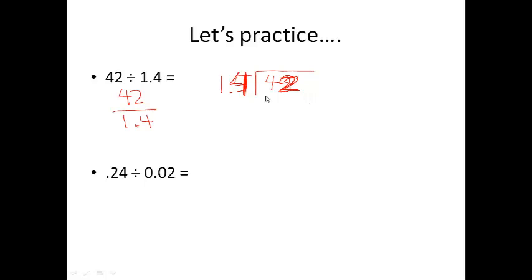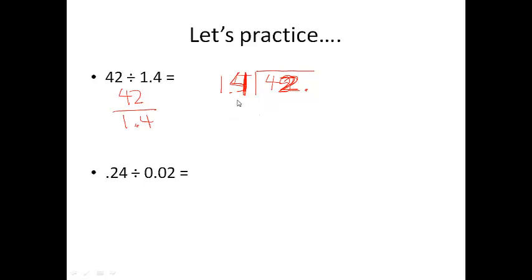Now, where is the decimal here? I don't see a decimal on 42. Where is the decimal always going to be if you don't see it on a number? Very good. It's always at the back of a number. Every number has a decimal. You just might not see it. So if it doesn't have it there, you know it's at the back.